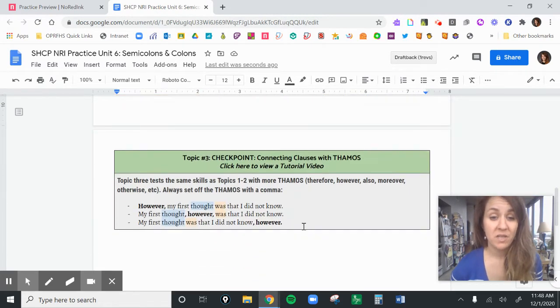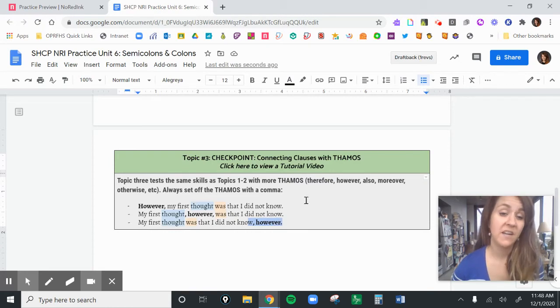So topic 3 is basically all the same rules from topic 2. It's just mixing them up more and adding in more THAMOS throughout the sentence. So you just have to know that you're always going to set off a THAMOS with commas. If it's at the beginning of the sentence, the comma comes after. If it's in the middle of the sentence, it comes on both sides. And if it's at the end of the sentence, the comma comes before. So you're always setting it off.